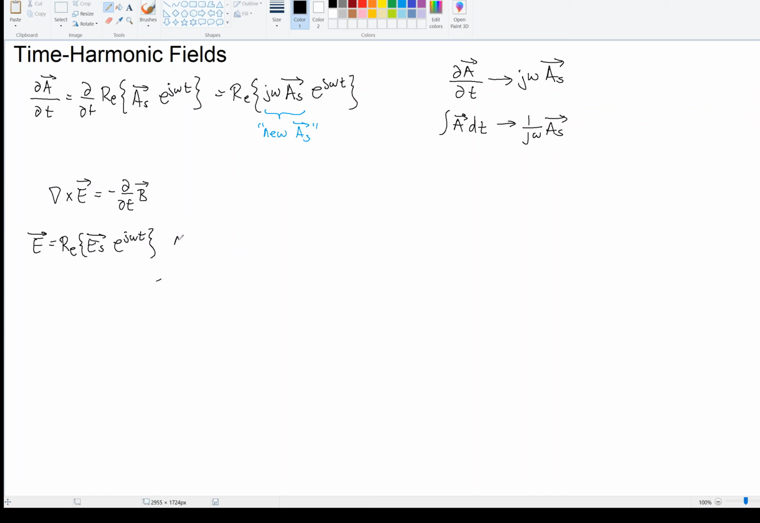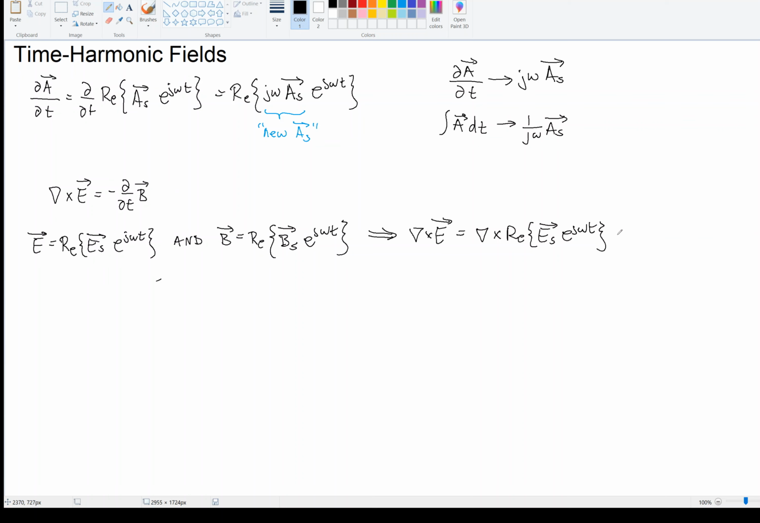And then let's say the same thing about B. So it is the real part of some phasor e to the j omega t. Then, if we make that assumption, then let's look at the curl of E. So this would be the curl of the real part of some phasor e to the j omega t.